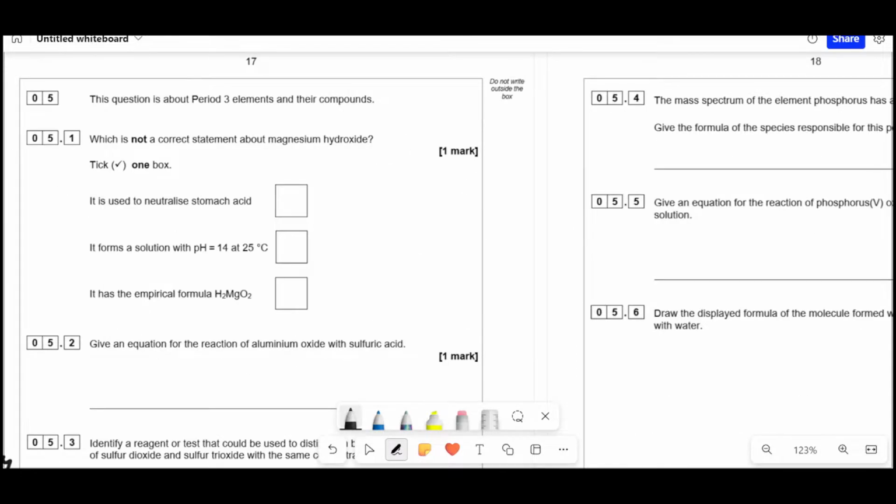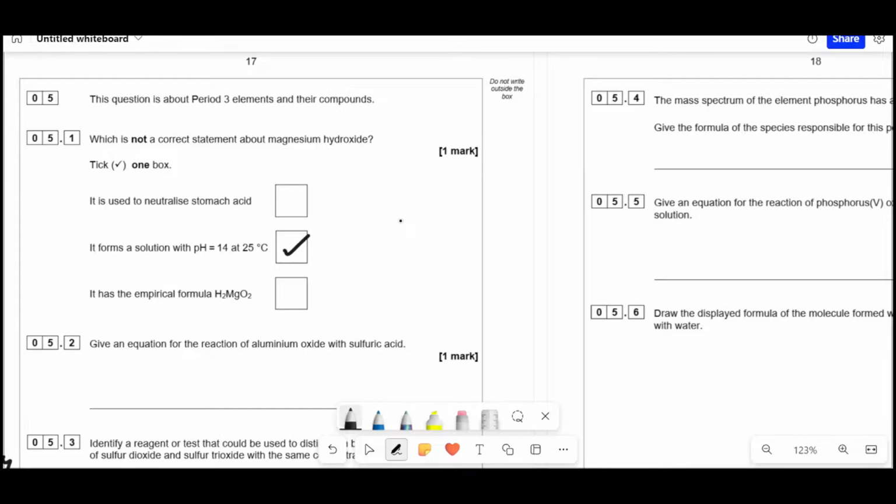This question is about period 3 elements and their compounds. Which is not a correct statement about magnesium hydroxide? So let's have a look. It is used to neutralize stomach acid. Well, no, it can be. It forms a solution with a pH of 14 at 25 degrees. And it has an empirical formula of this. So it is that one.